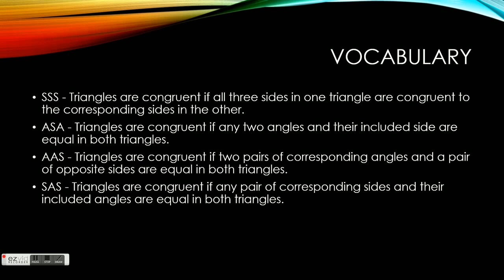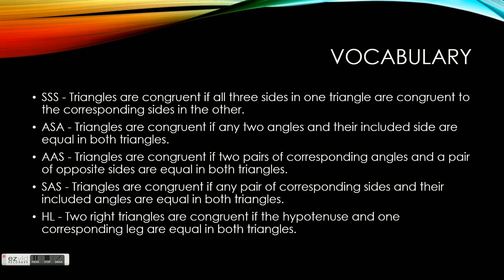Side, angle, side: triangles are congruent if any pair of corresponding sides and their included angles are equal in both triangles. And our last one is hypotenuse, leg. Two right triangles are congruent if the hypotenuse and one corresponding leg are equal in both triangles.